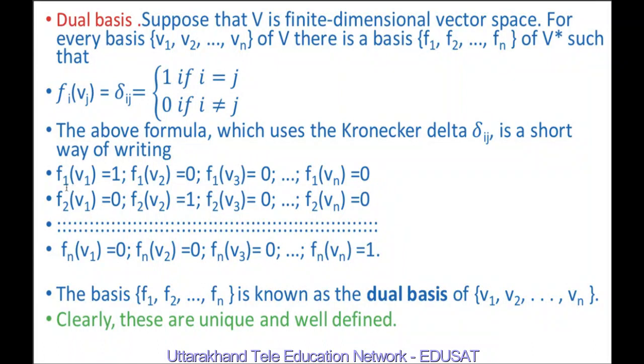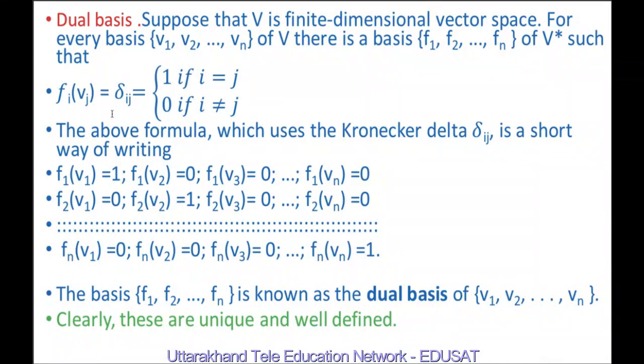Otherwise, we write it as f1(v1) equal to 1, f1(v2) equal to 0, f1(v3) equal to 0, f1(vn) equal to 0. Here one may notice that where the suffix of f and v are equal, it is 1, otherwise these are 0. f2(v1) equal to 0, f2(v2) equal to 1, f2(v3) equal to 0, f2(vn) equal to 0. fn(v1) equal to 0, fn(v2) equal to 0, fn(v3) equal to 0, fn(vn) equal to 1.